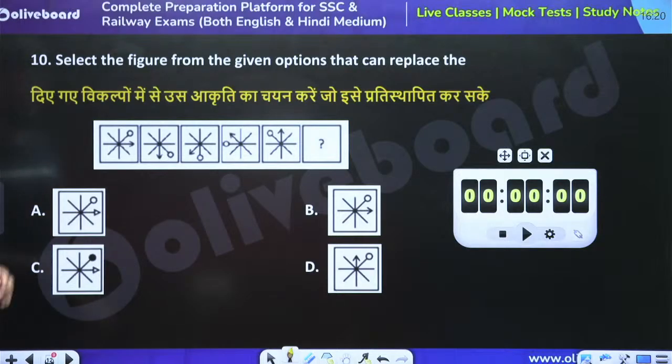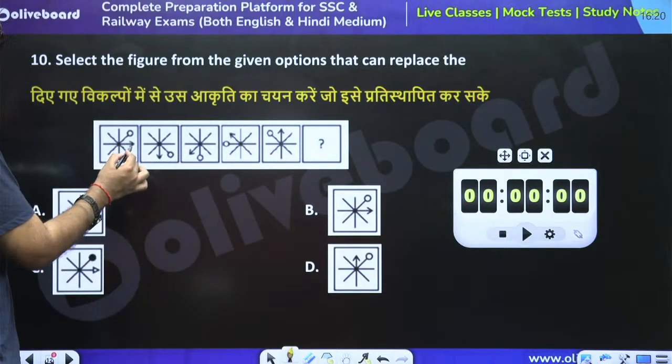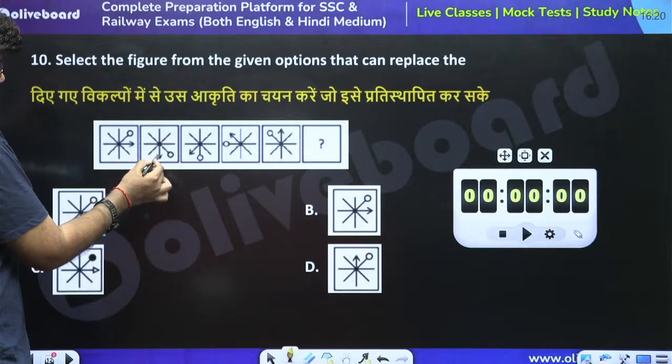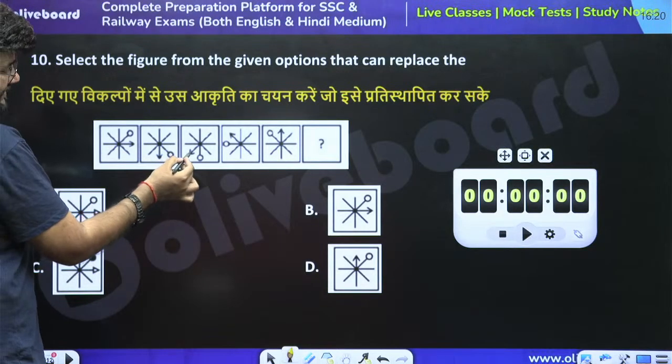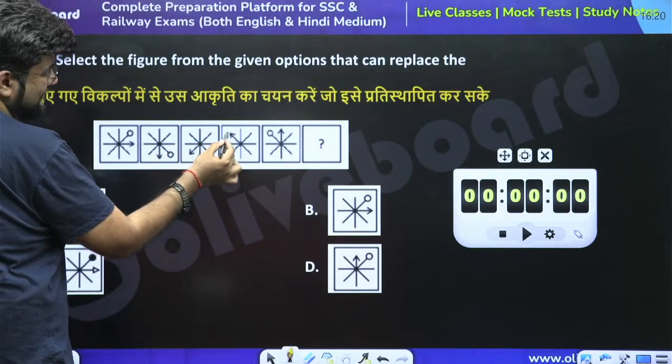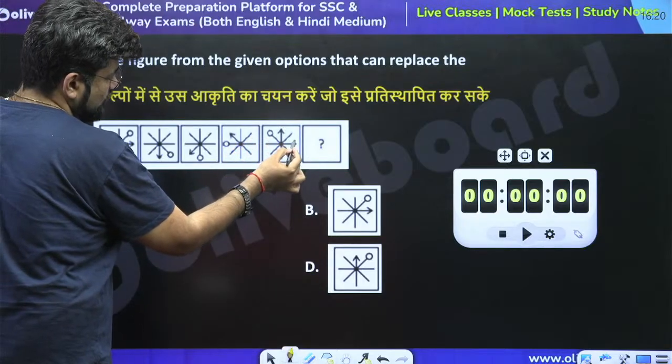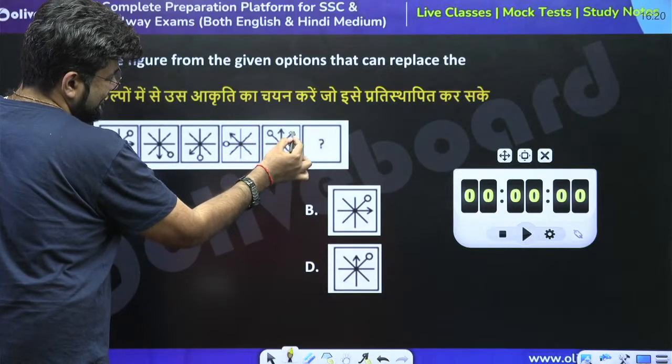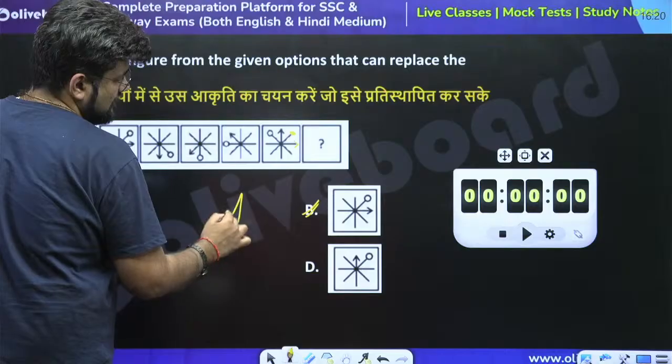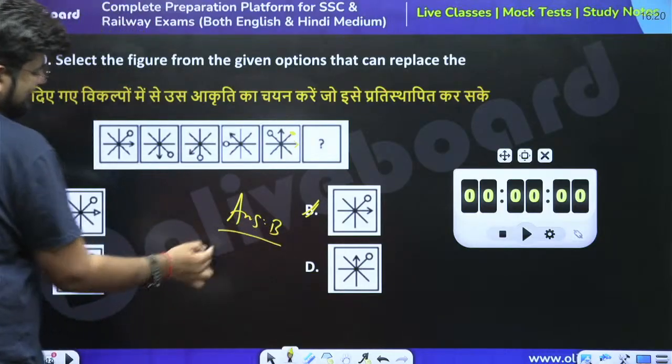Yes, so what exactly is happening? So this is moving 2 steps clockwise, 2 steps clockwise. Then 1 step clockwise, 1 step clockwise. Again 2 steps clockwise, 2 steps clockwise. Then 1 step clockwise. So again this will move 2 steps clockwise, this will move 2 steps clockwise. So this is what is going to happen, which is in option B only. Correct? Next.